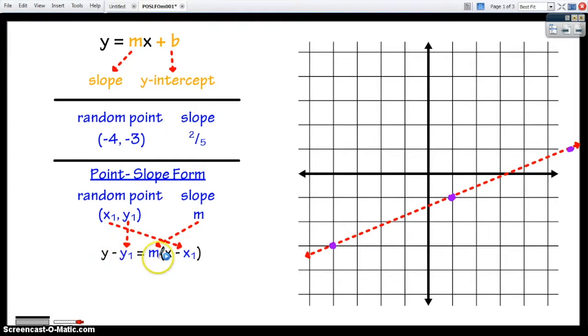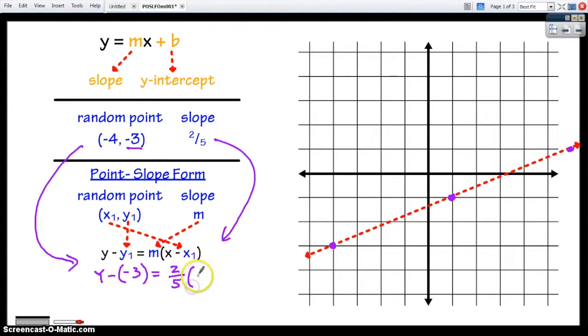Now notice the minus signs. This is one of the few formulas we'll deal with in this chapter that the subtraction sign is a part of the formula. So if I were to take this problem, the way I would do it is I would plug in my information. I would say y minus, now y1 is going to be -3, my y-coordinate for my one point, equals slope, which in this case is 2/5, times parentheses x minus, and then our x-coordinate will go here, in this case -4.